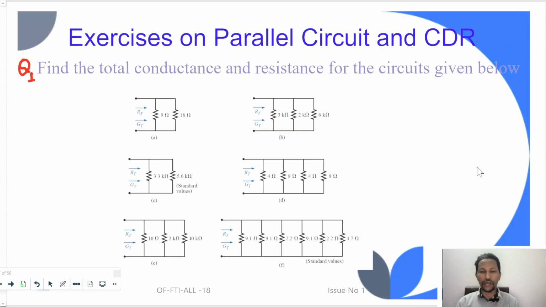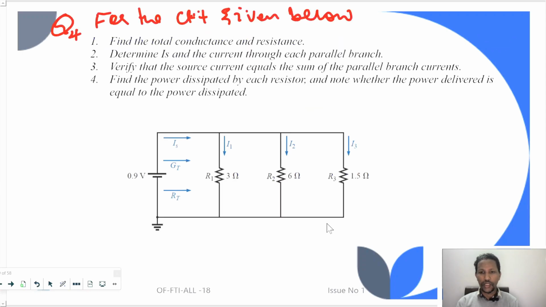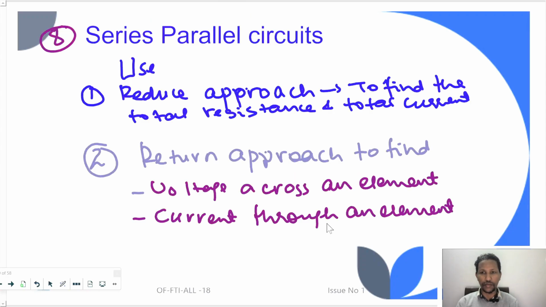From the parallel circuit, we can solve such representative equations. Find the total conductance and resistance for the circuit given below, that's equation 1. Then determine R1 for the circuit given by this network, and determine the unknown resistance given that R2 is 5 times R1, and R3 is half of R1. You need to try these questions by yourself.